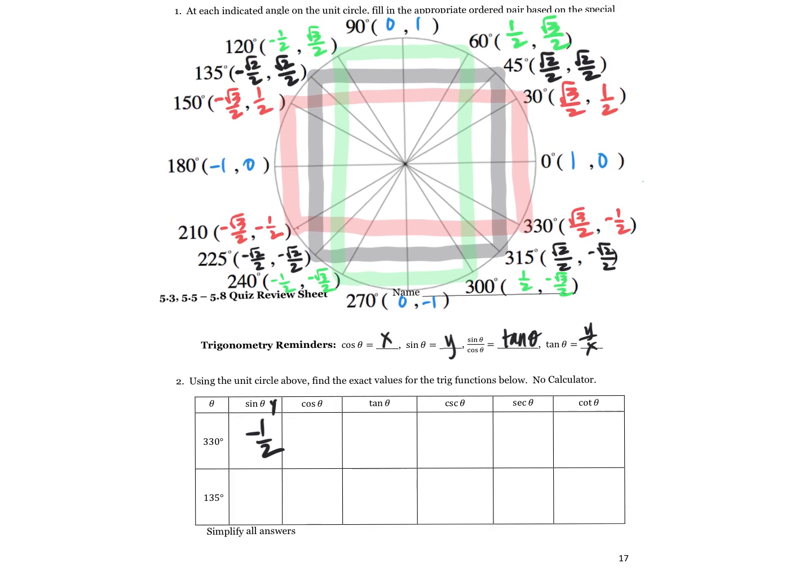When they ask, what's the cosine at that angle? They're just asking for the x coordinate. What was the x coordinate there? At 330, it's going to be root 3 over 2. Okay. What about the tangent at that same angle? What over what would we have to write? Y over x, sine over cosine.